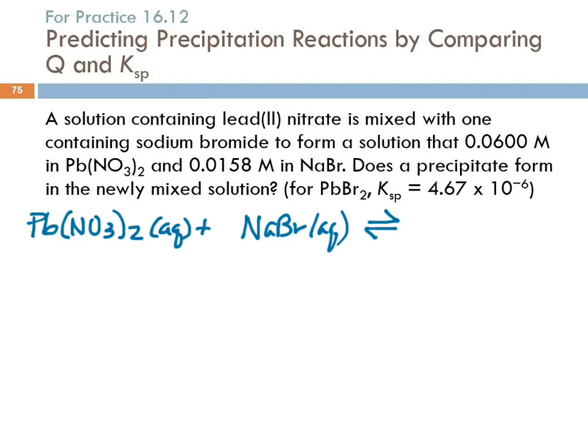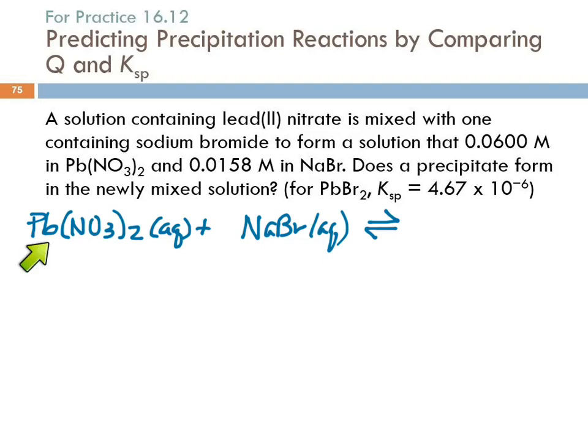Yeah, look at that, I moved it. What kind of reaction is this? This is Chem 1A stuff. Well, we're hoping it's a precipitation reaction, right? A double replacement reaction? Yeah.